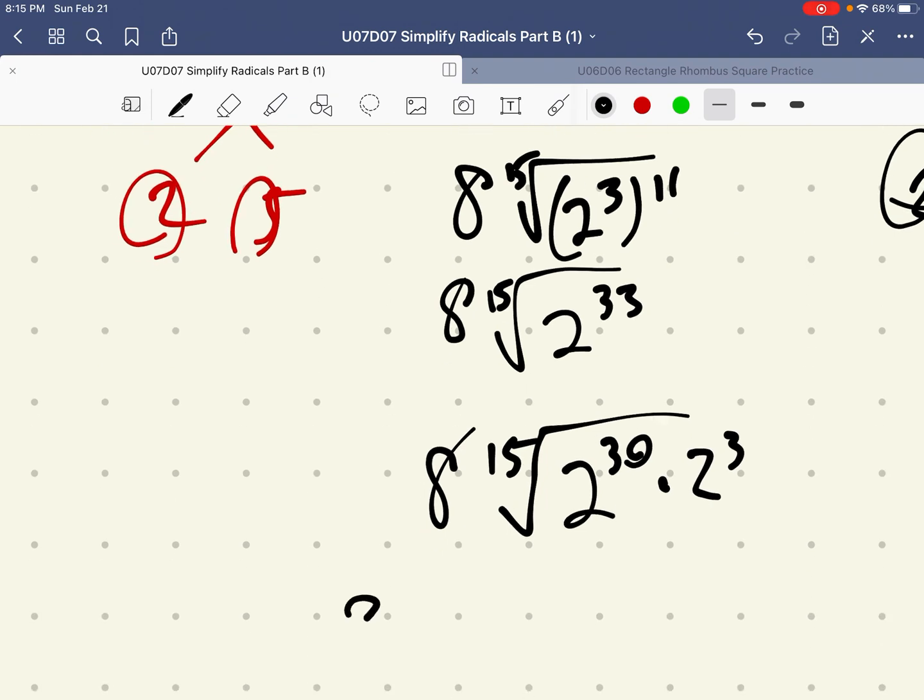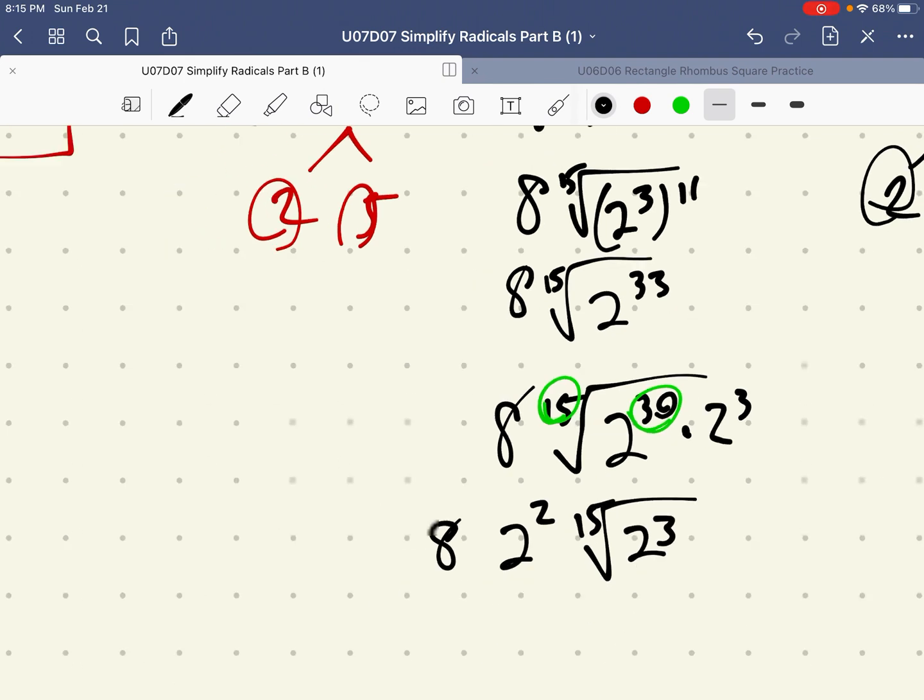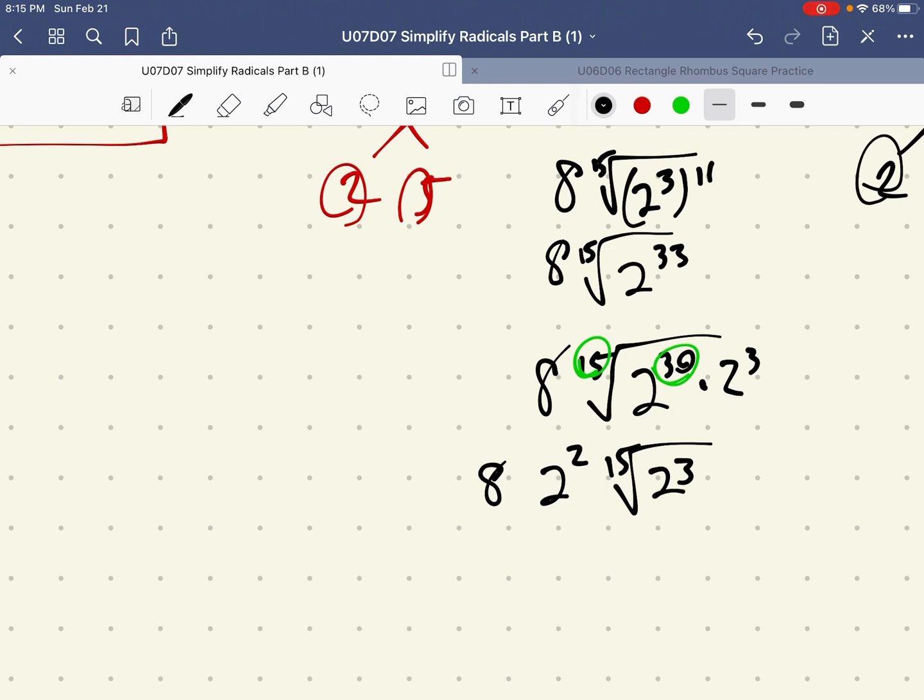So the 2 to the 30th is going to come out as a 2 to the 2nd. So we're going to divide by the index, leaving us with a 15th root of 2 to the 3rd inside of the radical. So this is going to become 32. That's 8 times 2 times 2. 15th root of 2 to the 8th power.